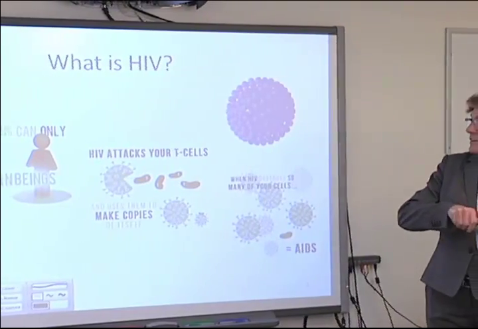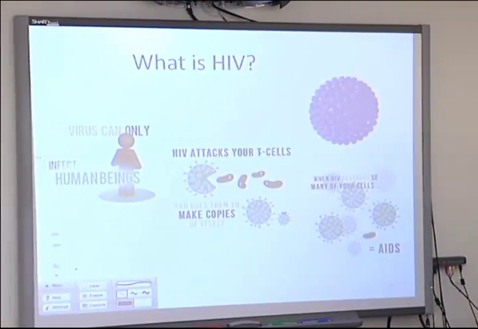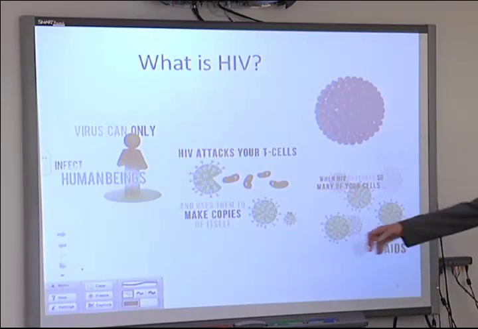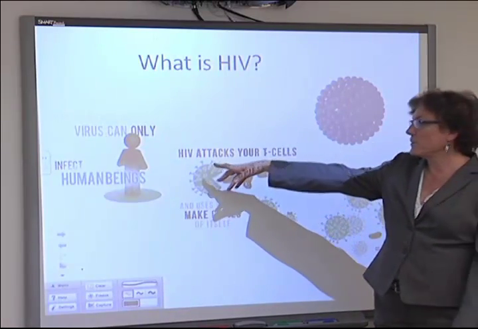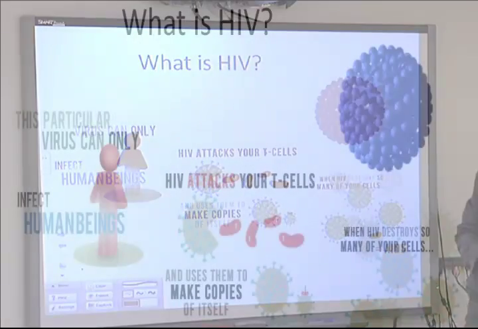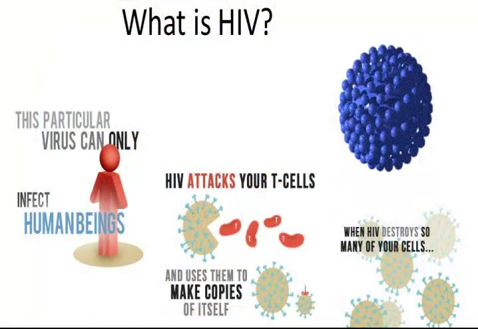So let's get started. What is HIV? This particular virus can only infect humans. HIV attacks what's called your T cells, or CD4 cells, and it uses them to make copies of itself. And then from there, when HIV destroys so many of your cells, it ends up being AIDS.